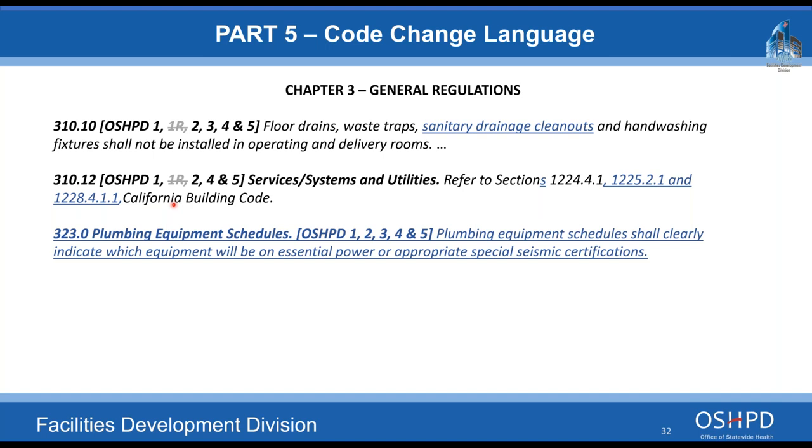And plumbing equipment schedules is very similar to what we had in the mechanical code. We want to make sure that the schedules themselves have a check mark there saying, hey, this needs to be on central power, and/or this requires special seismic certification. That'll be much easier for everybody involved in the construction of these facilities, and it'll make them easier to review too. So next slide, please.